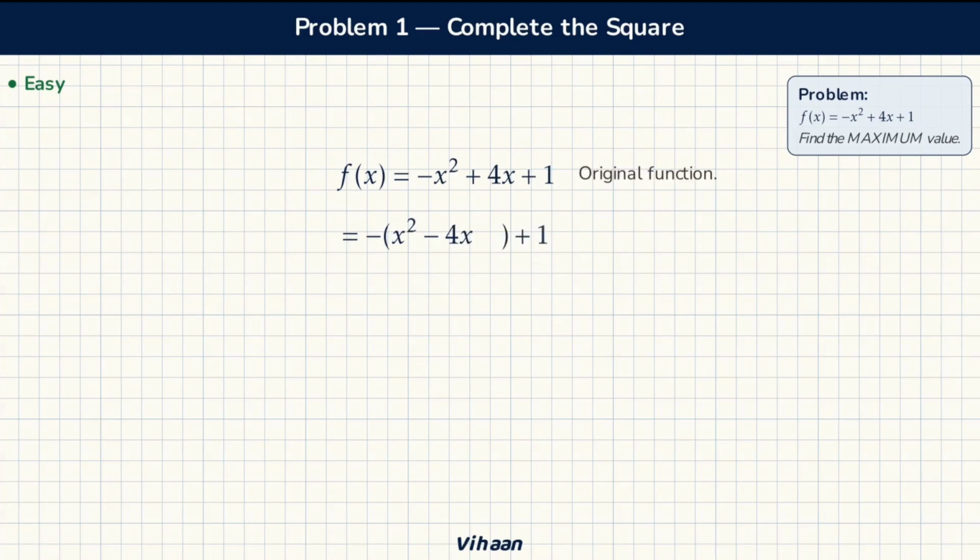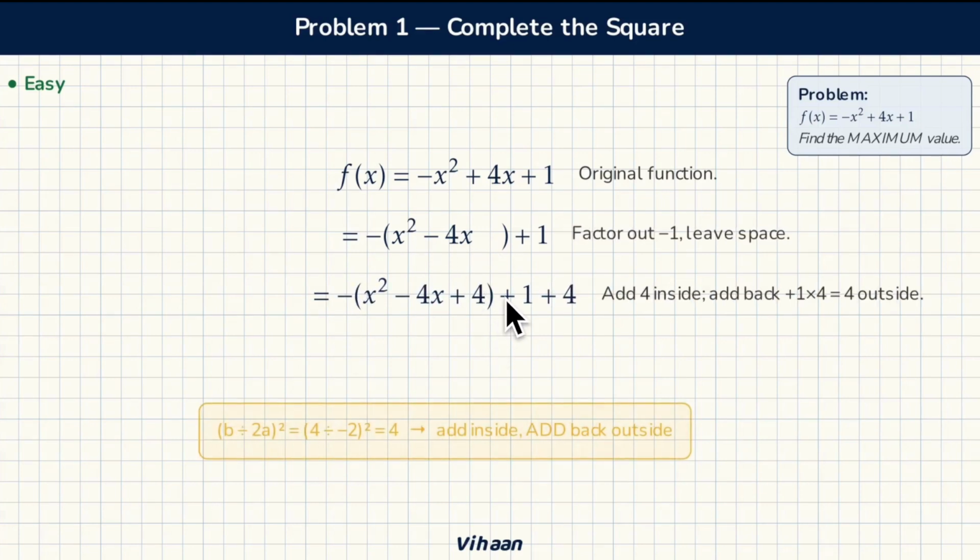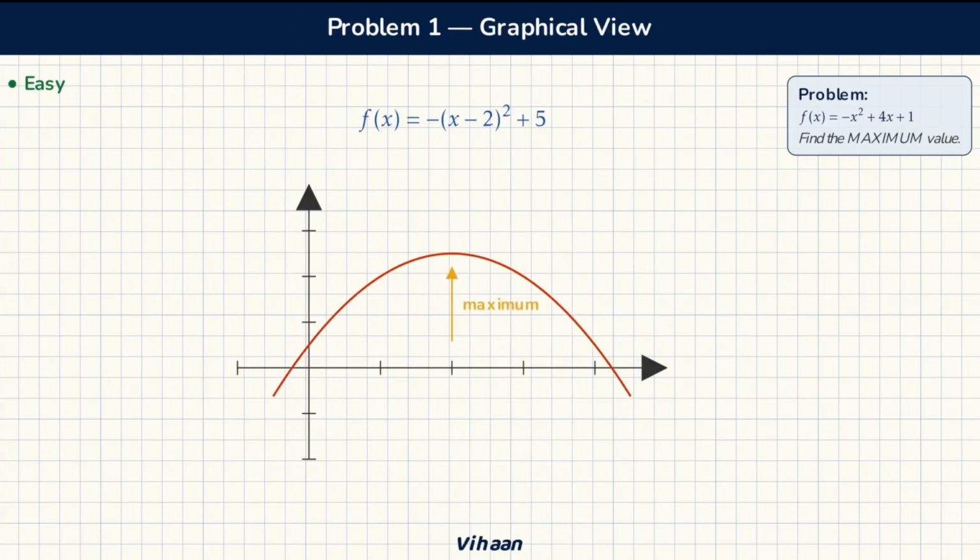We had the original equation. Then we factored out -1 and left space for another number here. Next, we added 4 inside and added 4 outside since we took out a -1, which we have to multiply this 4 by. And we got that the last number here is plus 5. This is that same equation on a graph.